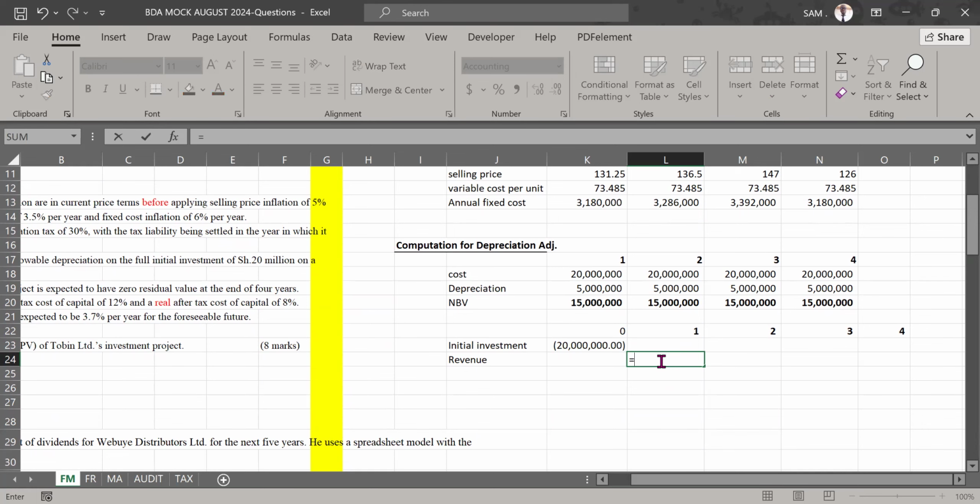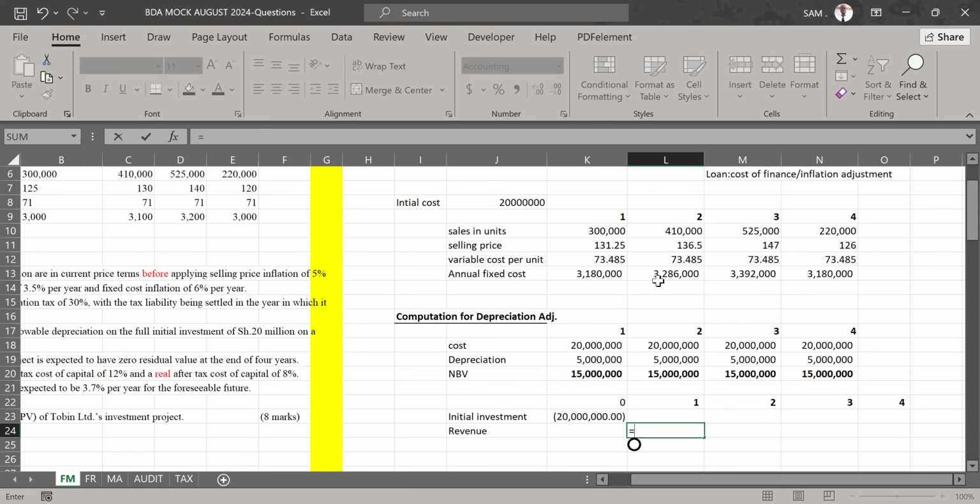So just go and put an equal sign. Then we multiply the number of units that is expected to be produced in this project, and then we multiply it by selling price for each of those units to get the total revenue.